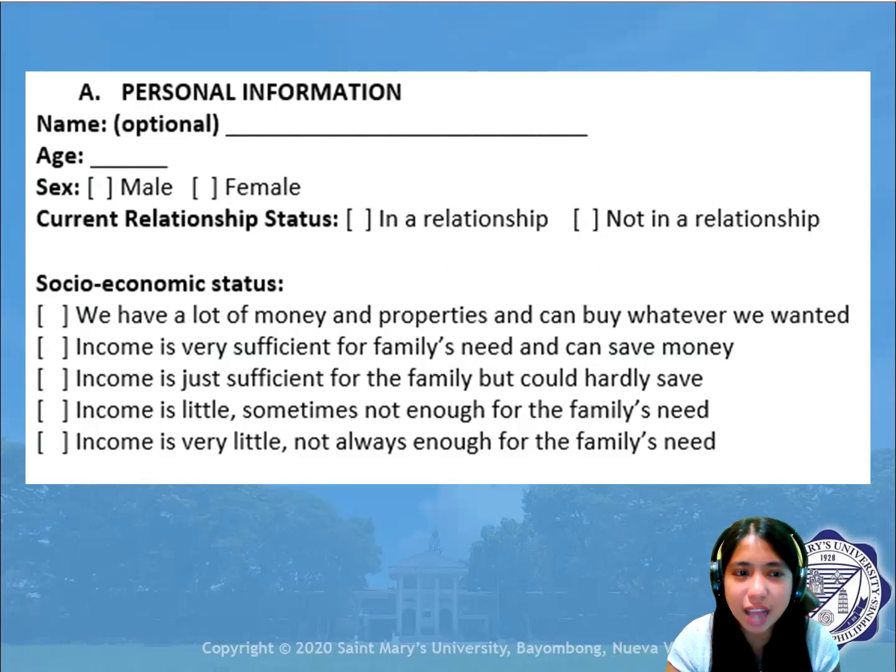For current relationship status, for example, here it is in a relationship or not in a relationship. For sex, we have male and female. For socioeconomic status, we have the following: we have a lot of money and properties and can buy whatever we want, down to income is very little or not always enough for the family need. In coming up with the coding scheme for this questionnaire, we will be using numbers to do that.